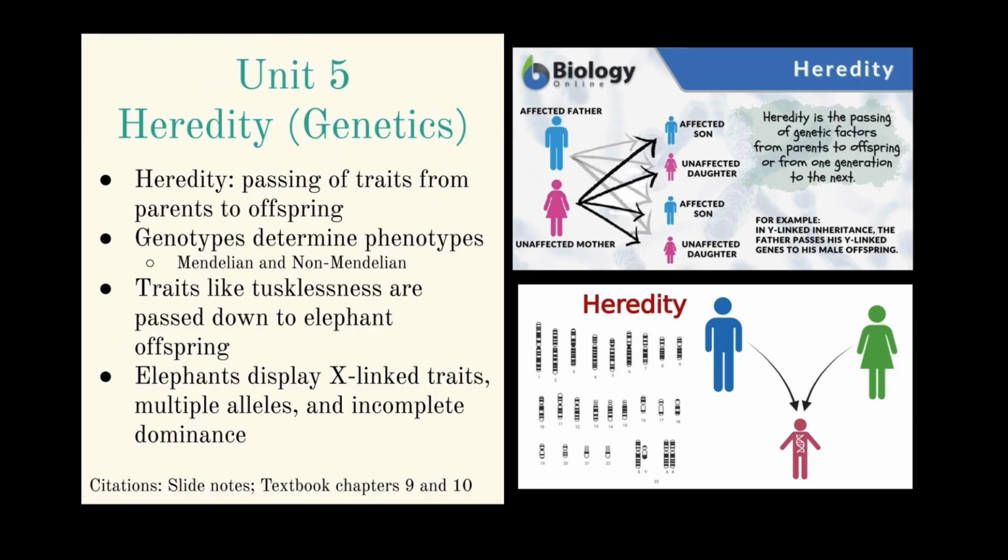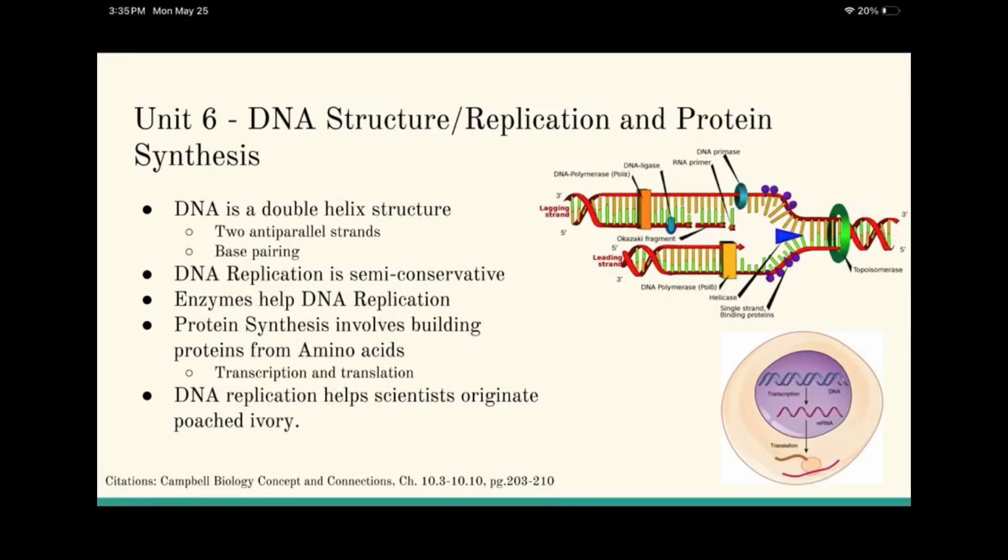This means that females inherit these genes normally, according to Mendel's laws, but males always express their X gene because they only have one. Elephant tusklessness is an X-linked trait, and they have multiple alleles when regarding their blood type. Elephants also express incomplete dominance because the shade of their skin may be mixed from their parents.